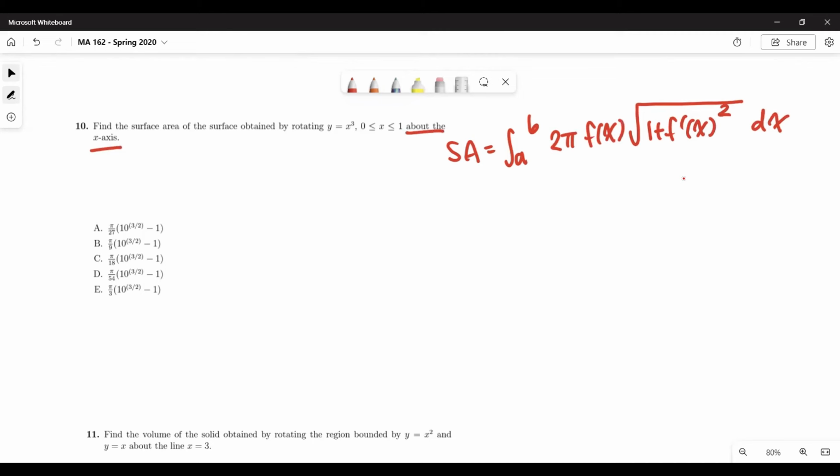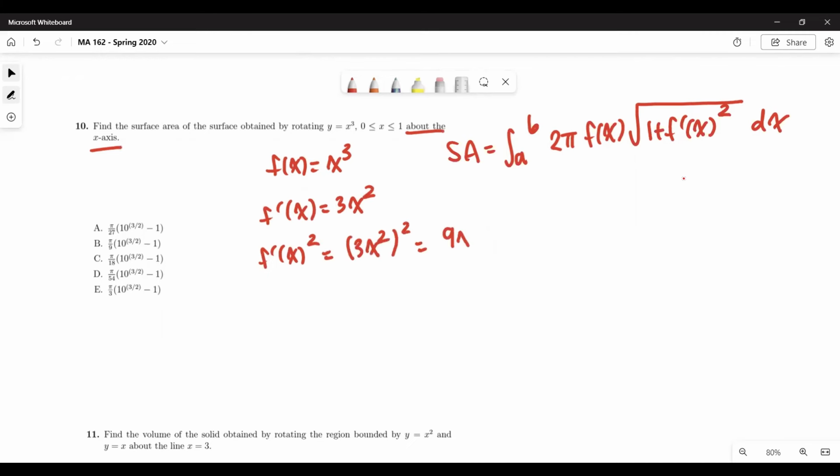So in our case, f(x) is x cubed, and f prime of x is 3x squared. So f prime of x squared would be 3x squared squared, which gives you 9x to the fourth power. And our bounds are 0 to 1, because we are given that.